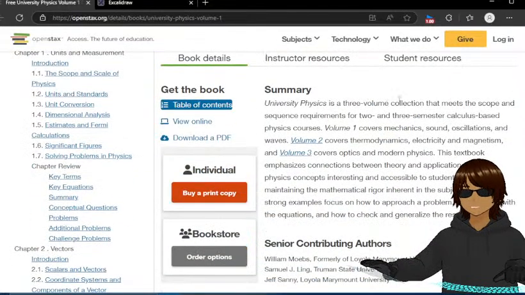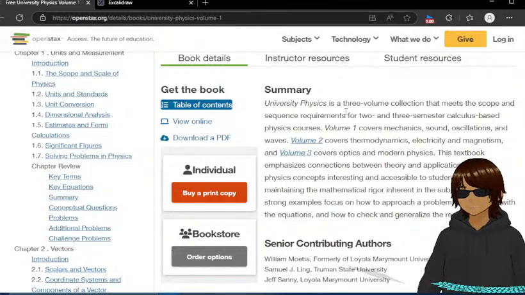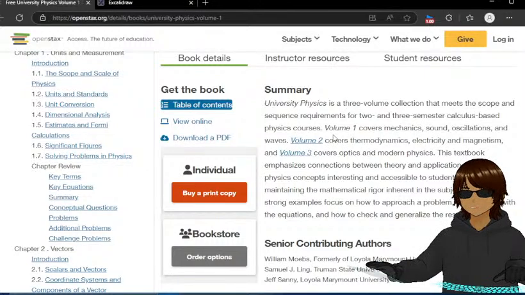University physics is a 3-volume collection that meets the scope and sequence requirements for 2 and 3 semester calculus based physics courses. I have finished 2 volumes of calculus from OpenStax, and the third volume I'm currently reading on my stream, so you can check that out as well. Volume 1 covers mechanics, sound, oscillations, and waves. Volume 2 covers thermodynamics, electricity, and magnetism. And Volume 3 covers optics and modern physics.